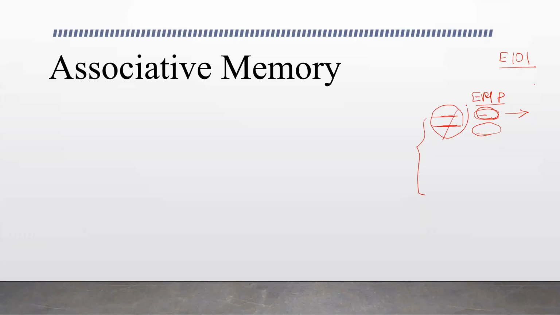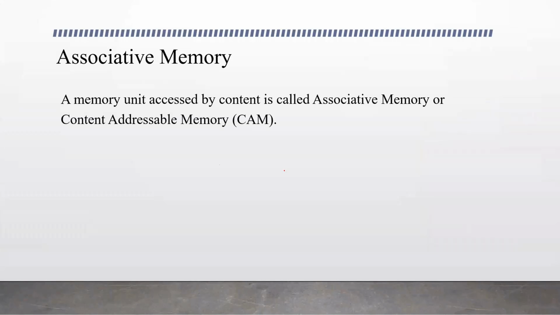So this way, associative memory is a memory unit accessed by content, not by address. It is called associative memory or content addressable memory. As here the search can be done by the content, not by the address, it is called content addressable memory, or associative memory.